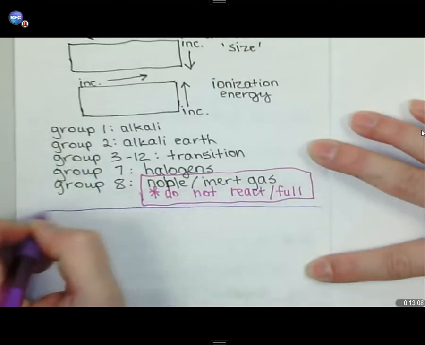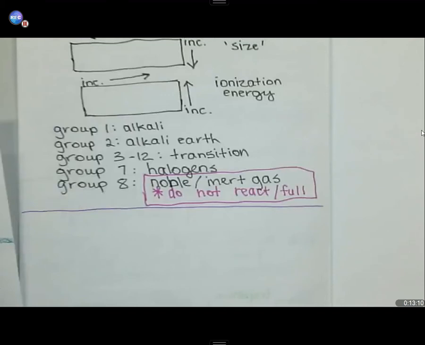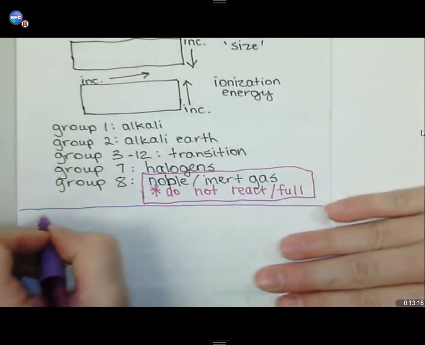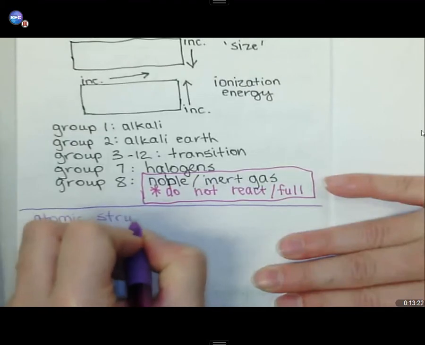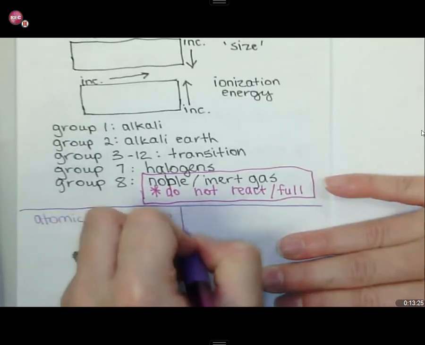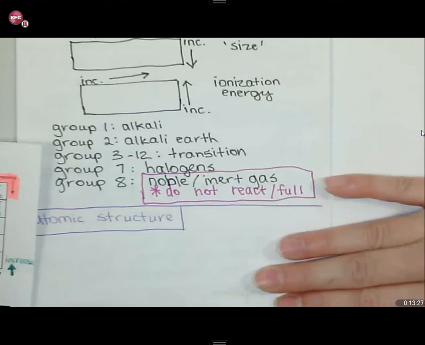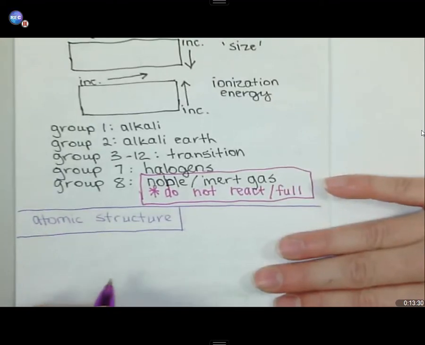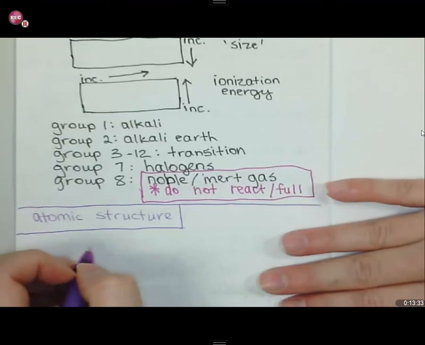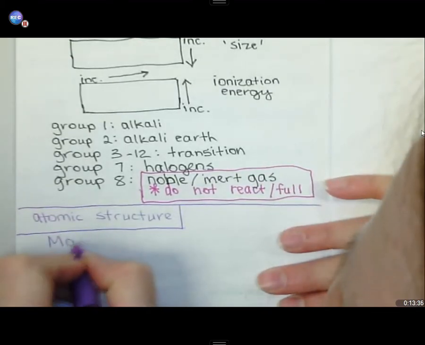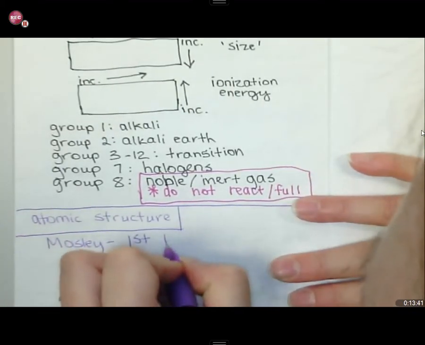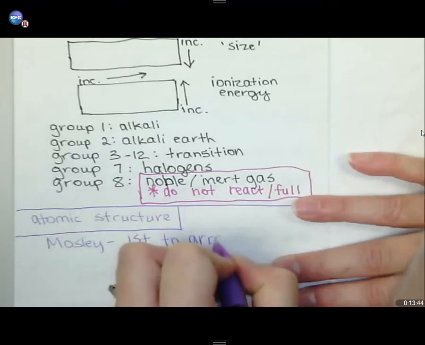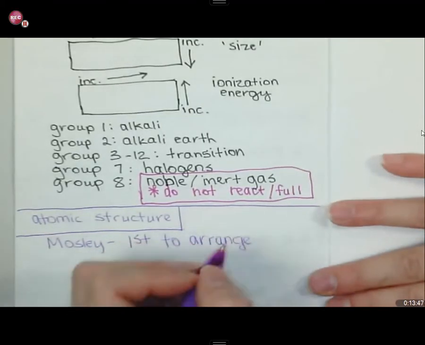Okay, next section is going to be the history of the atomic structure. For the atomic structure, we have the history, the people. We started with Moseley. He's the first person to make a periodic table, and he arranged them by atomic weight.